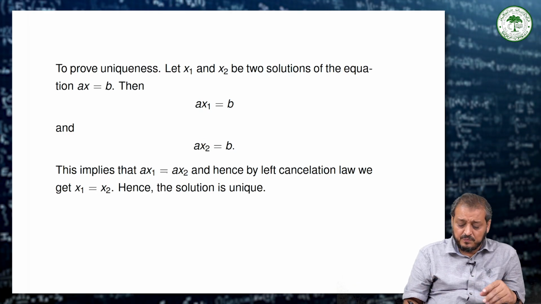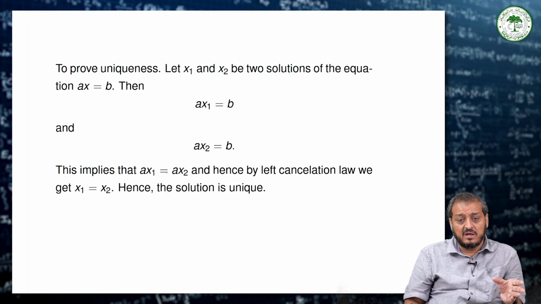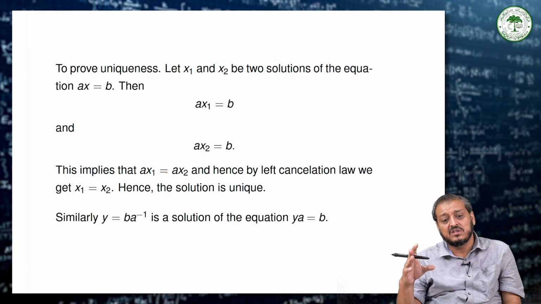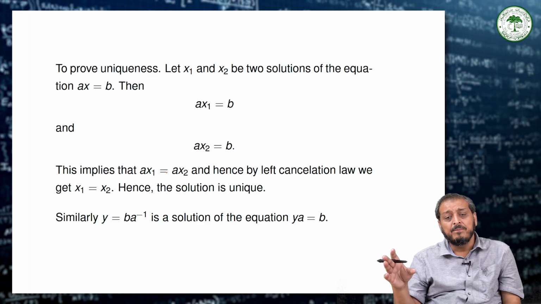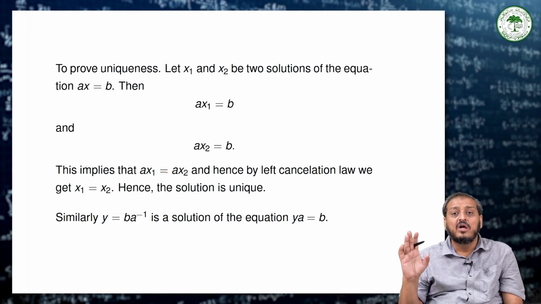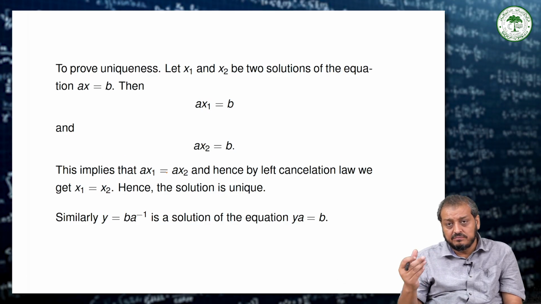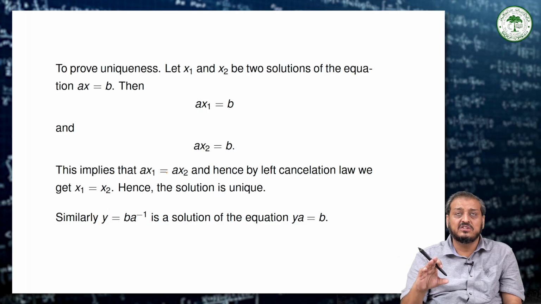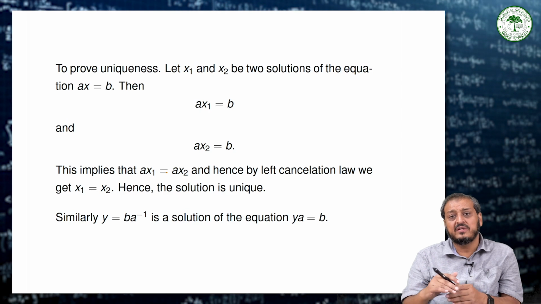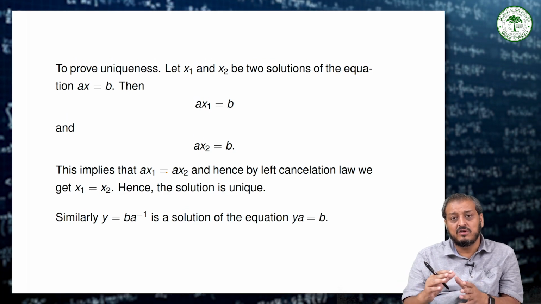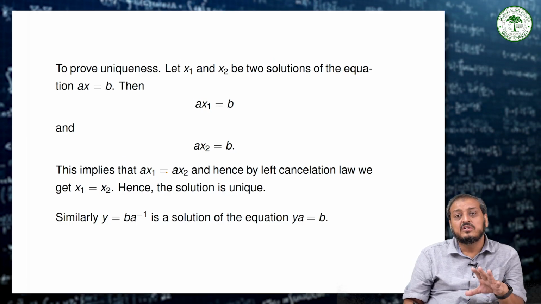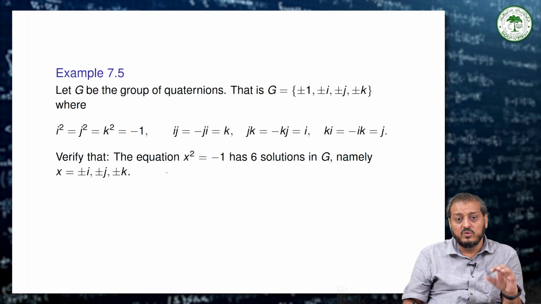Similarly, if yA is equal to B, then y is equal to B A inverse is a solution of yA is equal to B, and again that solution is unique, because if there exist two different solutions in this case, we can easily prove they are equal. So these equations have solutions and their solutions are unique.